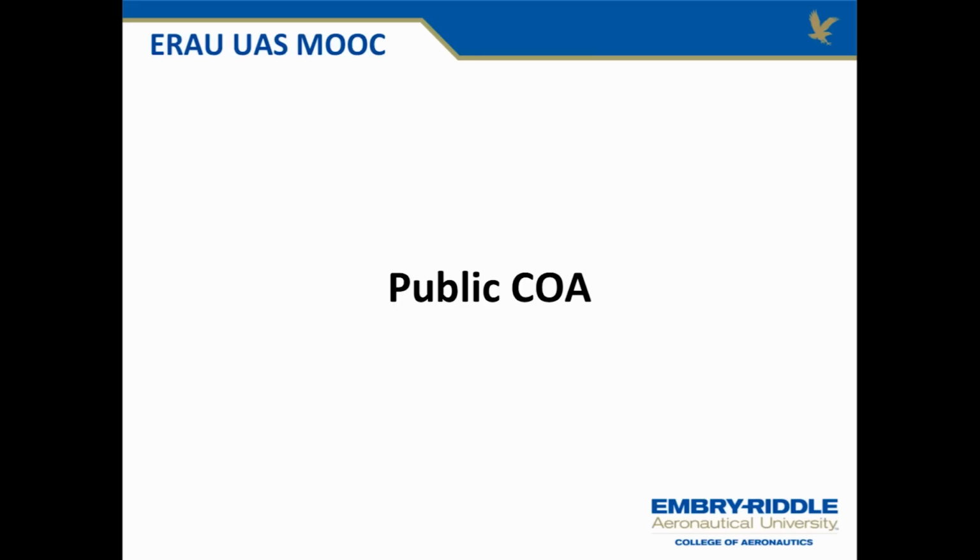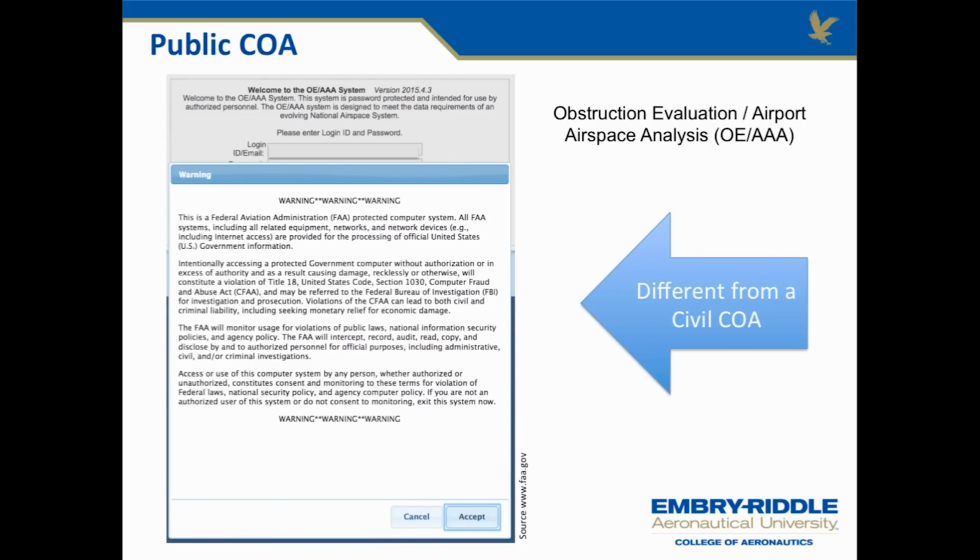Now, the public COA, which we're not going to spend a lot of time on here, is a very different approach. With the public COA, you have to start by getting an OE/AAA access, or Obstruction Evaluation/Airport Airspace Analysis, account in order to be able to actually go on and develop your COA.